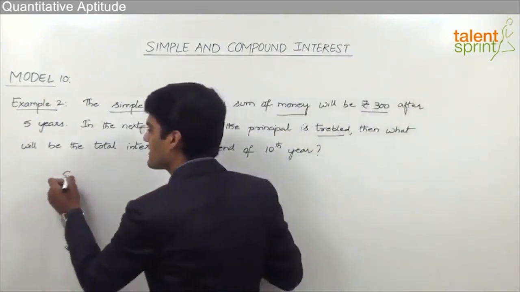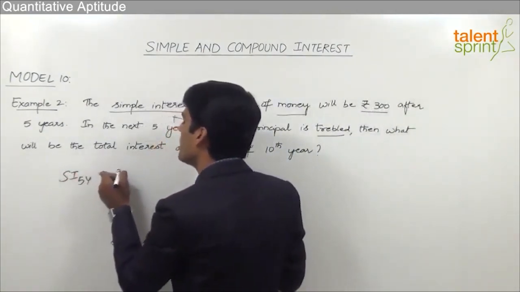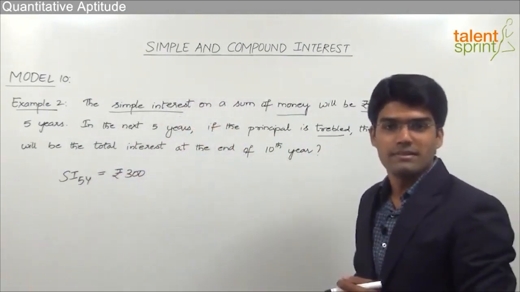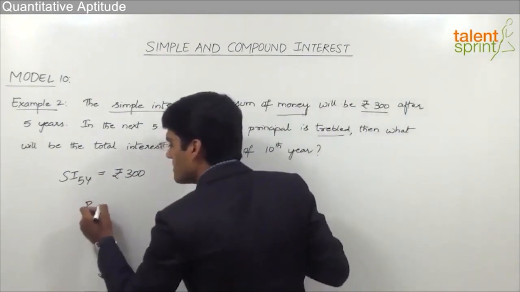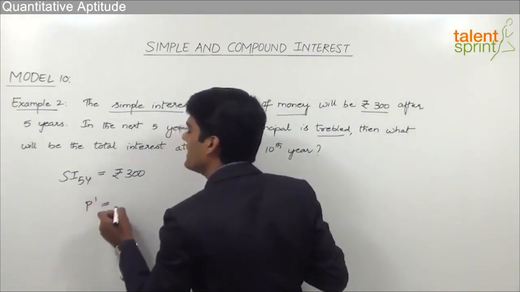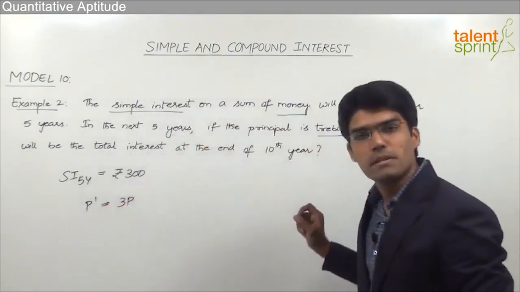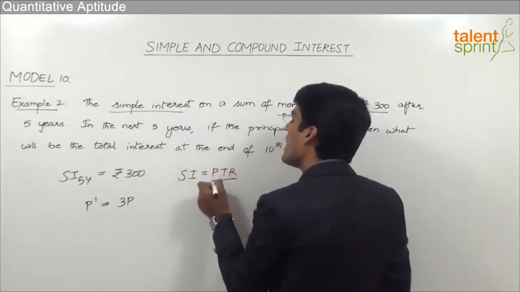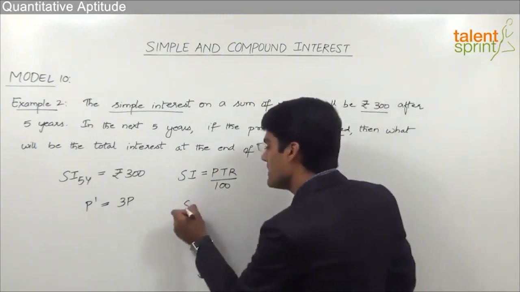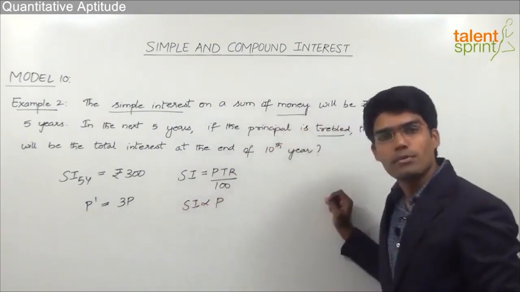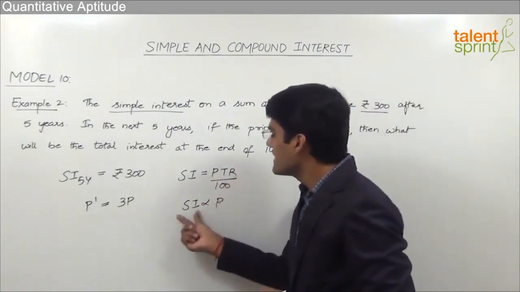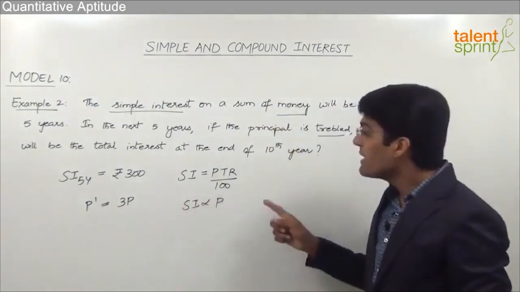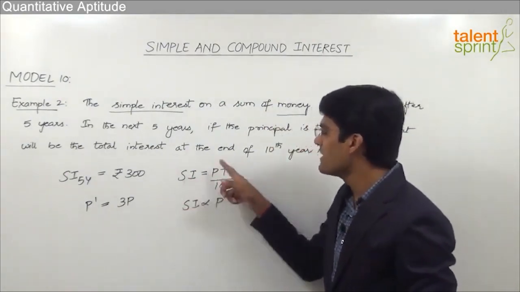So as given in the question, the simple interest for 5 years is equal to rupees 300. And in the next 5 years, the principal is trebled. That means the principal amount P becomes 3 times. So we can say that the new principal P dash is equal to 3 times the original principal P. We know that simple interest is equal to P into T into R by 100. That means simple interest is proportional to the principal amount. So as and when the principal increases, the simple interest increases. And as and when the principal decreases, the simple interest decreases. Same thing happens with simple interest and time, and simple interest and rate of interest.